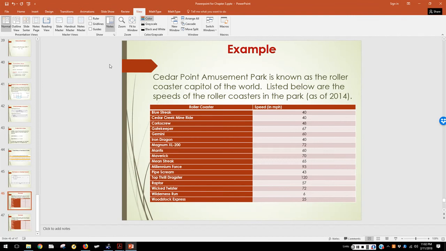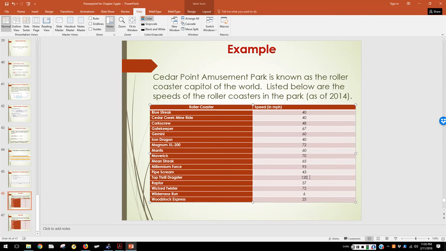And then I'm going to leave to you to look at this example. Here you have the speed in miles per hour of the Cedar Point Amusement Park. It's known as the roller coaster capital of the world. And here's all the different roller coasters they have. And notice that the Wilderness Run speed is only 6 miles per hour. However, the speed of the Top Thrill Dragster is 120 miles per hour.